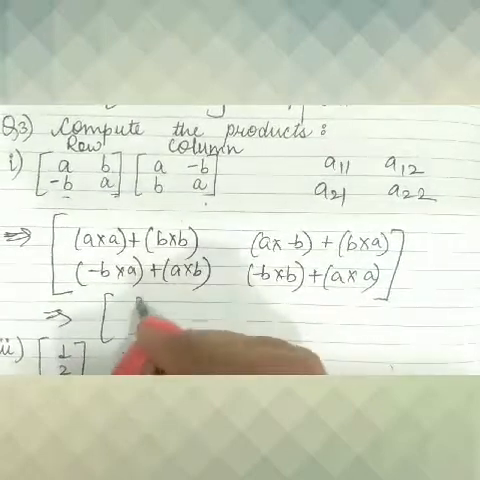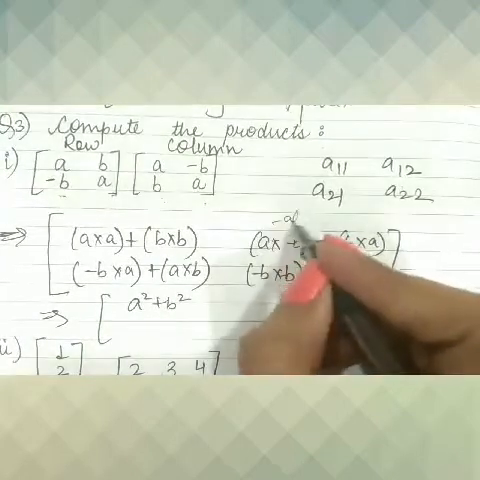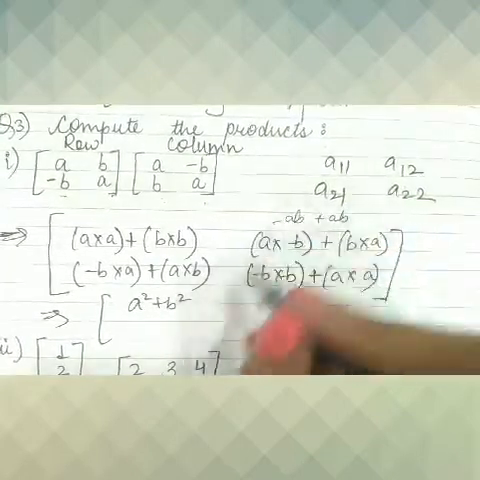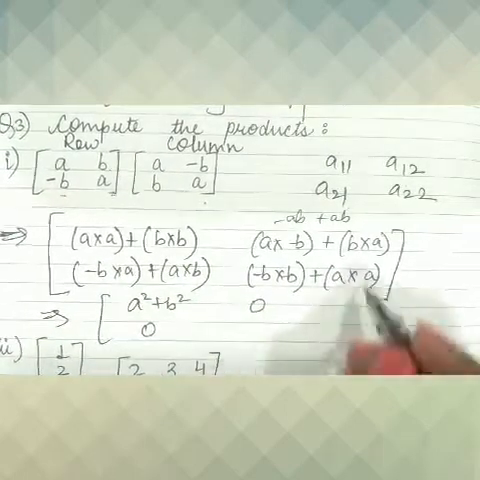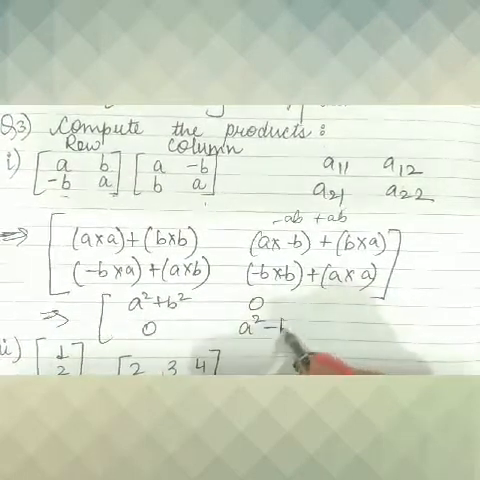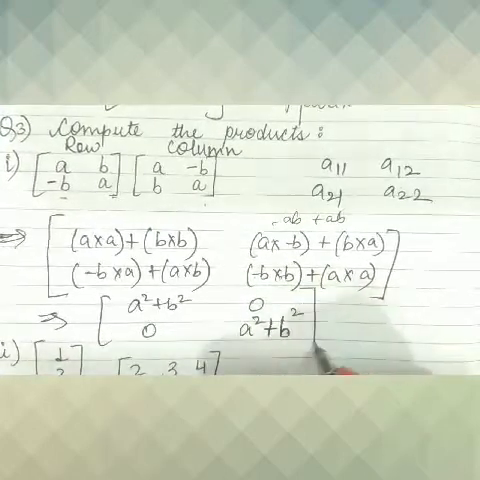It will turn out to be a square plus b square minus ab plus ab, and that will become 0. Minus ab plus ab again 0, and a square minus will be plus a square plus b square.